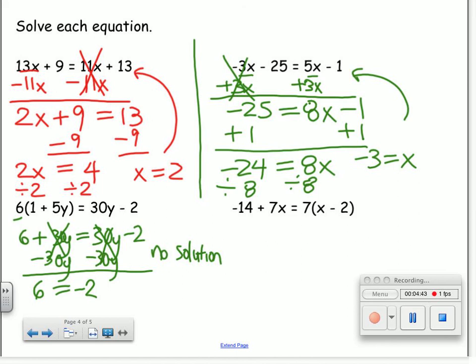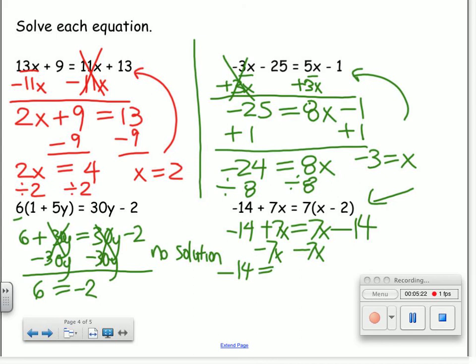This one here is a special case as well. What happens in this one is I go ahead and distribute that 7, and so I rewrite this as negative 14 plus 7x is equal to 7 times x, so that's 7x. Then I subtract 14 in this case here. Now, when I try to get the x's on the same side of the equation, I'm left with negative 14 is equal to negative 14.